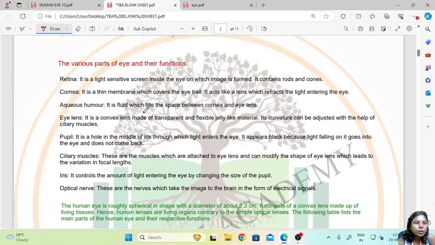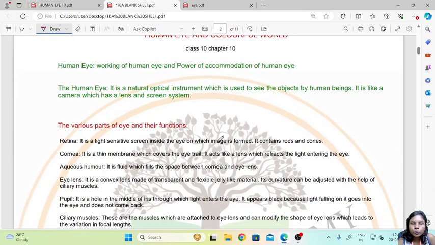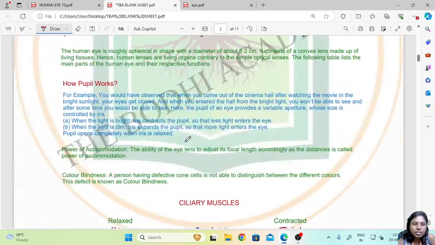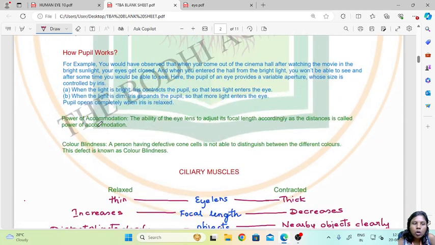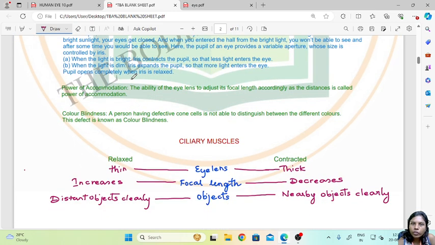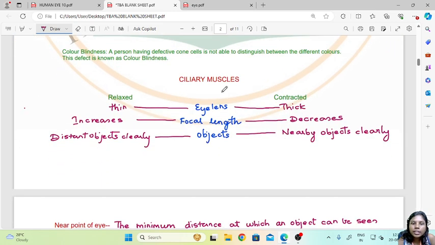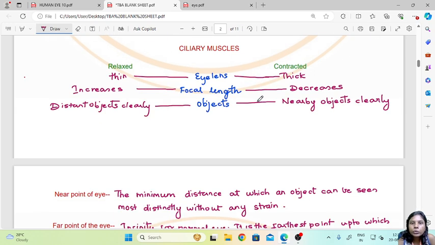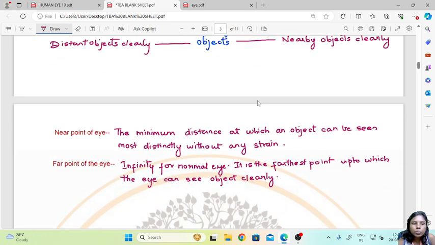Okay, so in today's video we have learned about the human eye, the various parts of the human eye and their various functions. Then we learned the working of the pupil. We also learned some terms like power of accommodation and color blindness. We saw the difference of ciliary muscles when they are relaxed and when they are contracted with reference to eye lenses, focal length and objects. We learned two more important points about the near point of an eye and the far point of an eye.